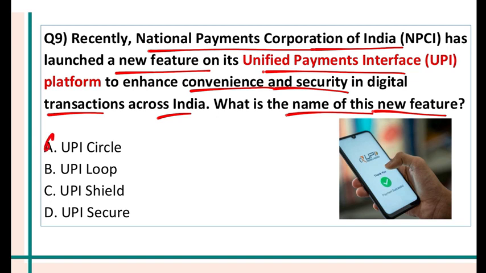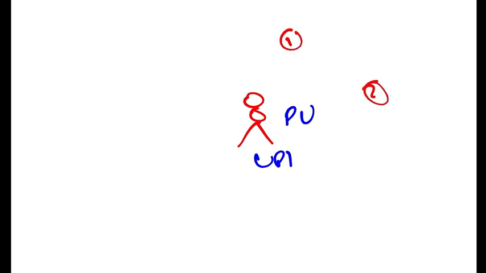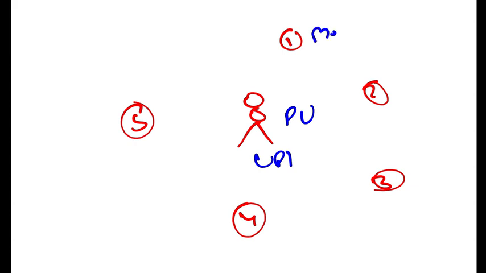So what is UPI Circle? Well, you can create your circle. So this is you, right? So you are the primary user. You are using UPI in your phone. But now what you can do is you can add secondary users. So you can add a maximum of 5 secondary users. You can add your close people like your mother, your father, your sister, your brother, even your wife. So you can add 5 people in your circle. Now these are secondary users.